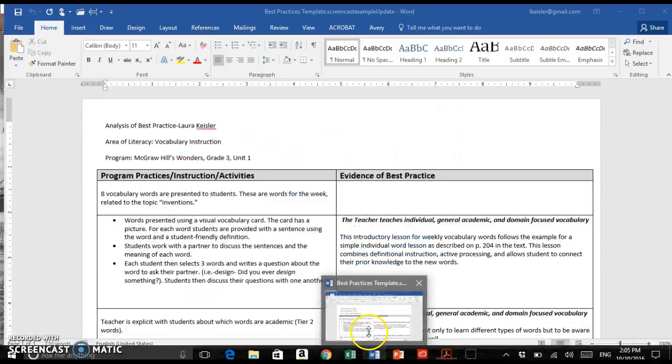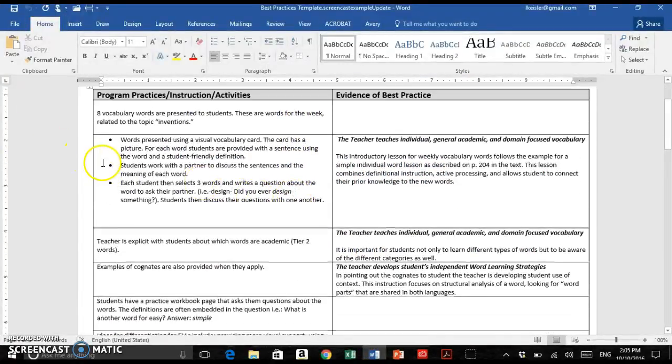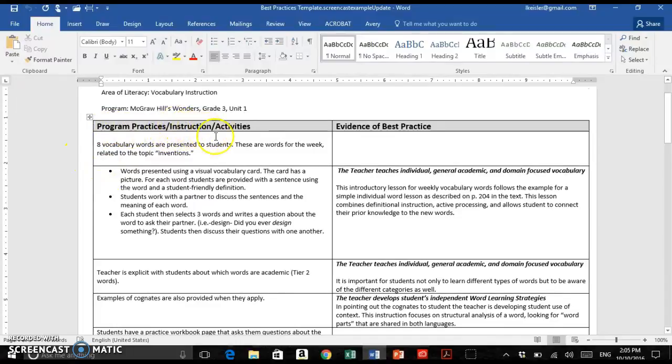Let's see. All right, so here's my best practices template. You see here the program, practice, instruction, or activity. I made it kind of broad because you may need this. I gave an overview that each week 8 vocabulary words are presented to students. There are words for the week, and this week the topic was inventions, so that's what they were relating it to. And I described what I just saw there in the teacher's guide.